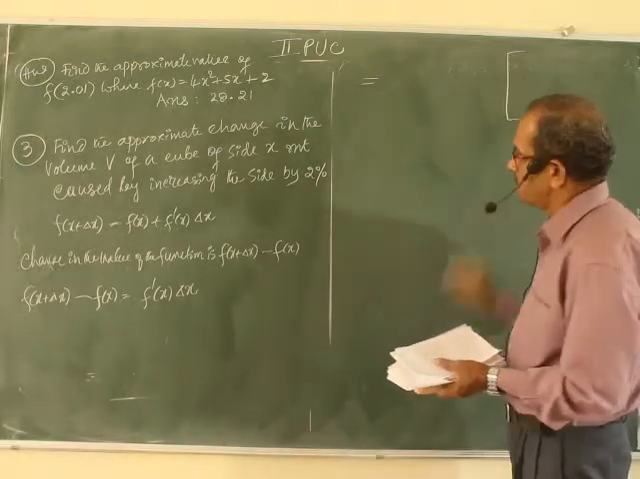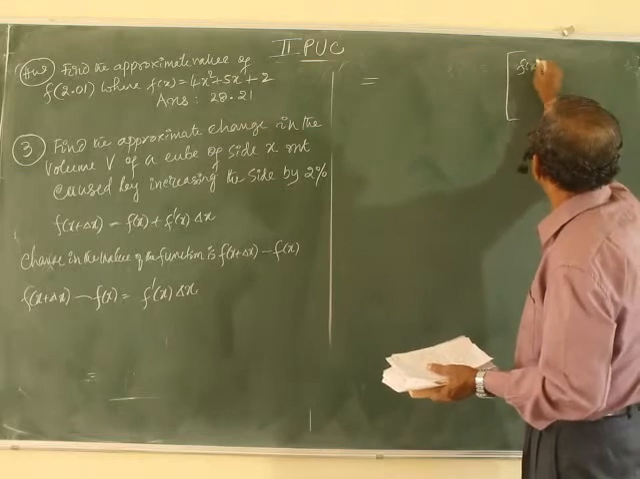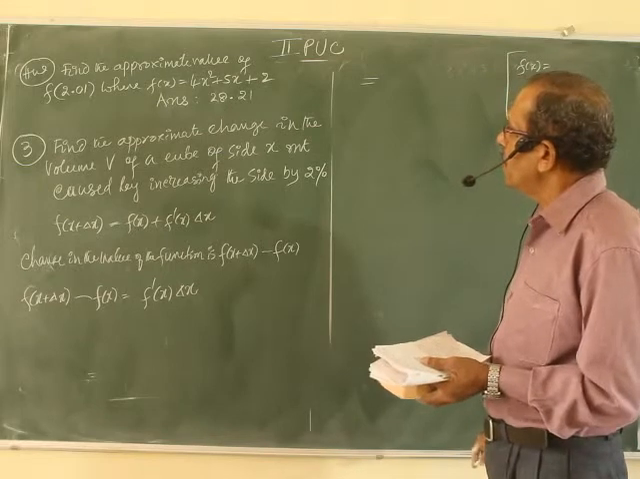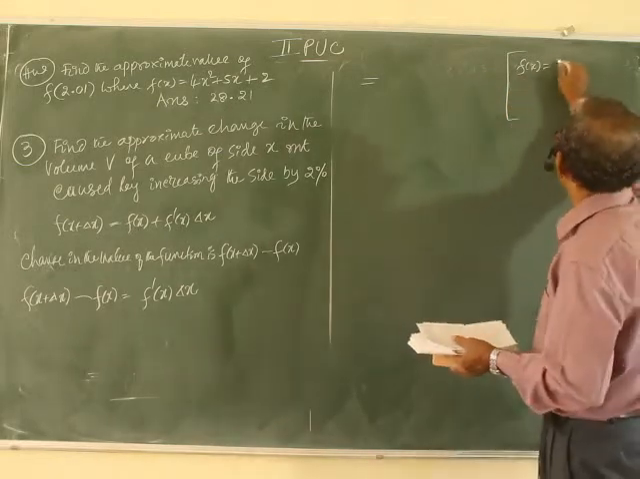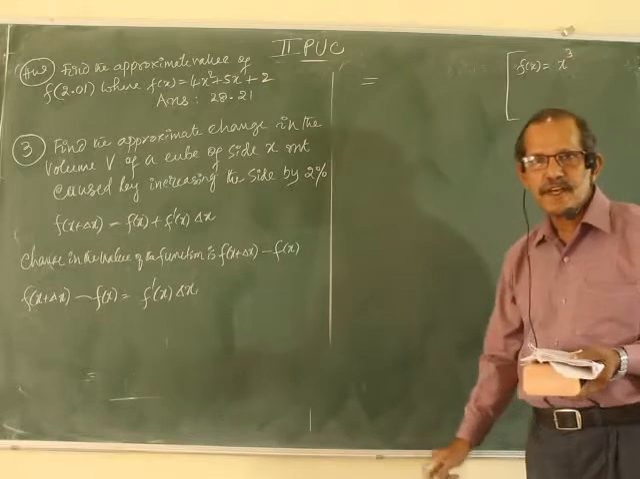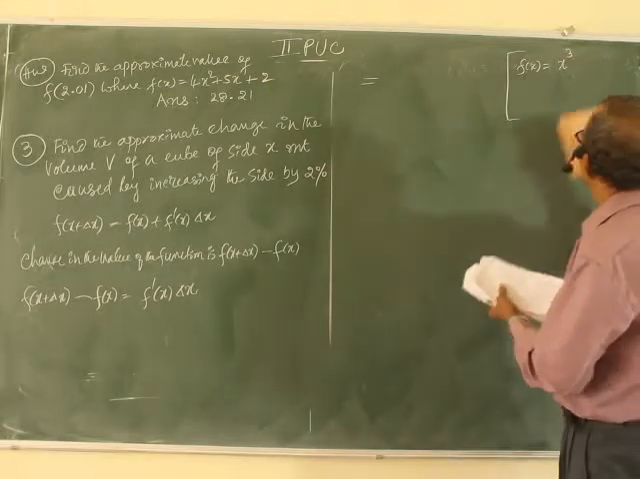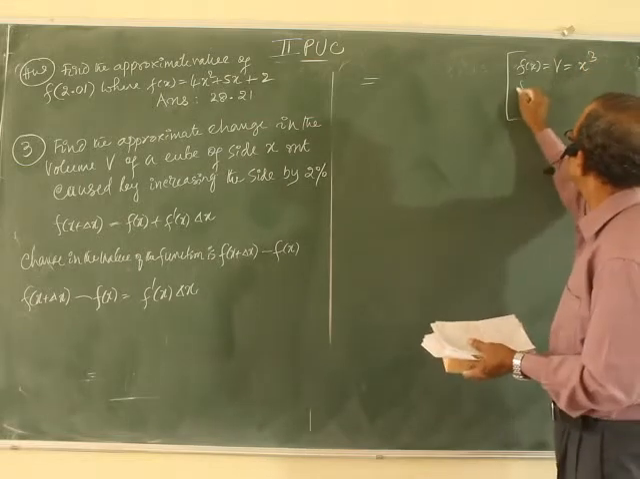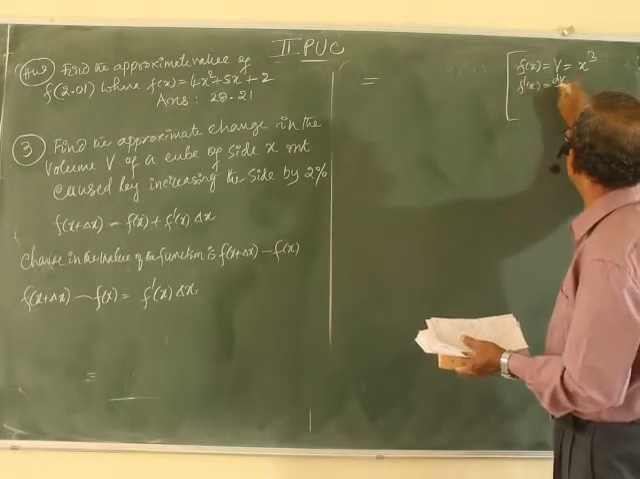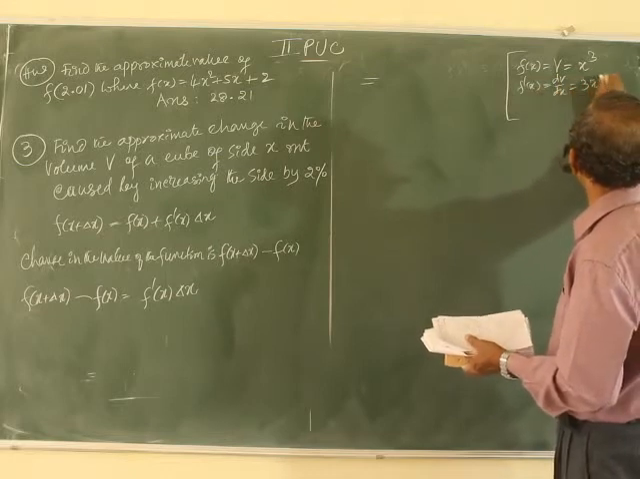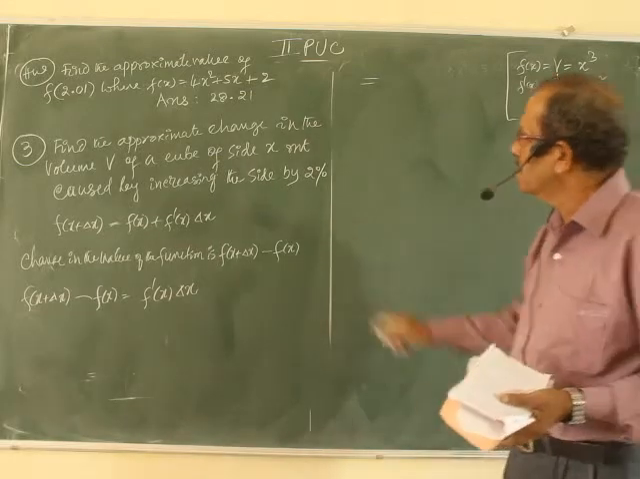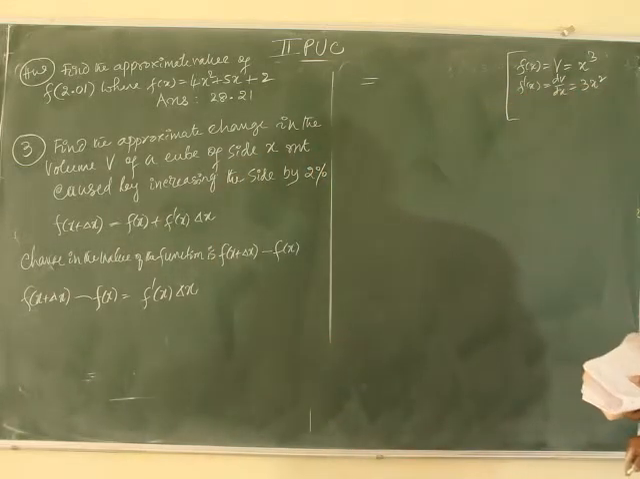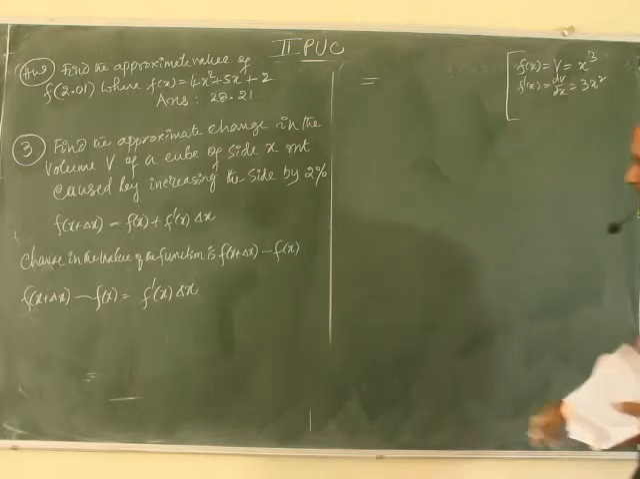Let me calculate here. F of x is calculating the volume of a cube of side x, so it is x cube. F of x is volume equal to x cube. f dash of x, dV by dx, is 3x square. Side x meter. Right? F dash of x is 3x square.